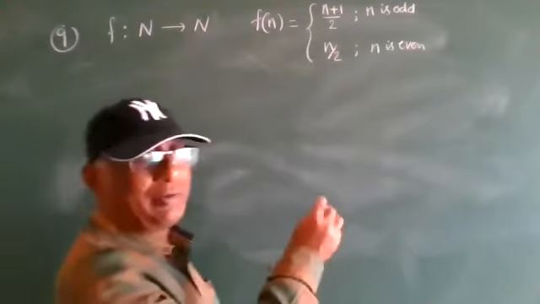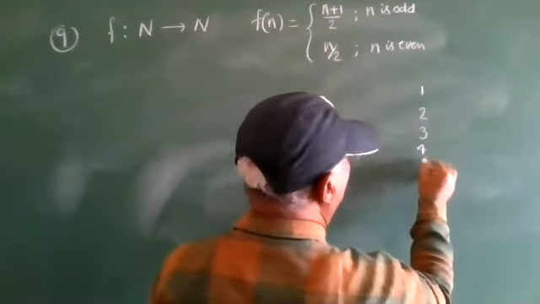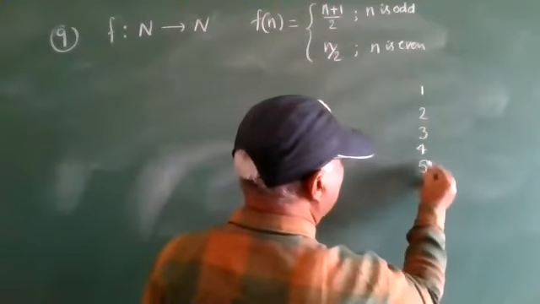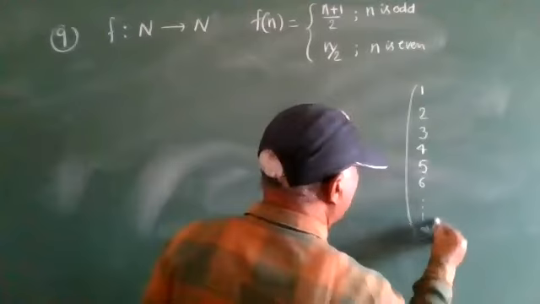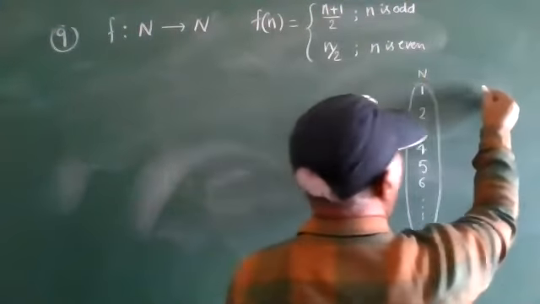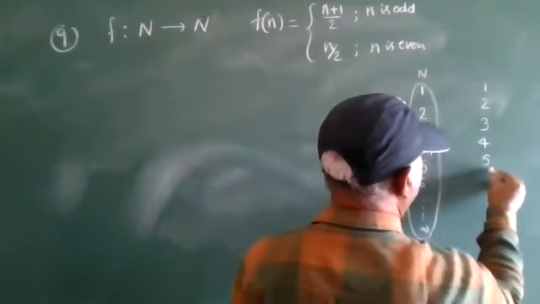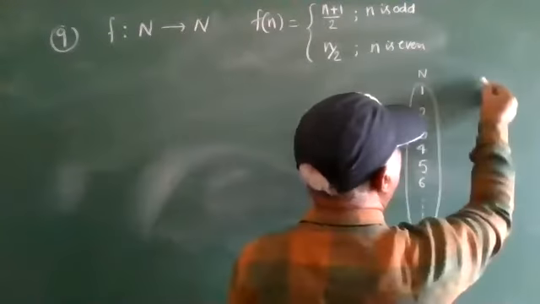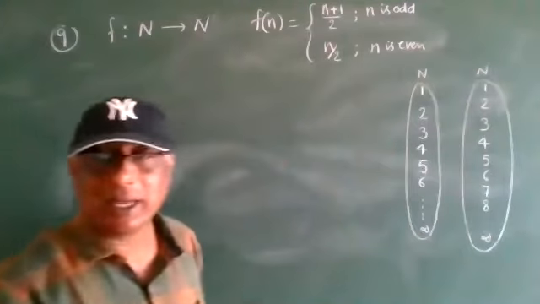First I will draw the figure. The domain: 1, 2, 3, 4, 5, 6, up to infinity, natural numbers. This is the domain set. Second: 1, 2, 3, 4, 5, 6, 7, 8, up to infinity. This is the codomain set. Is it clear?